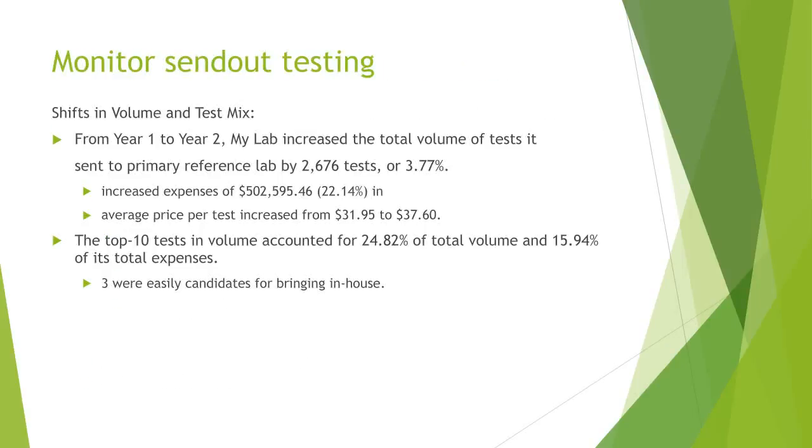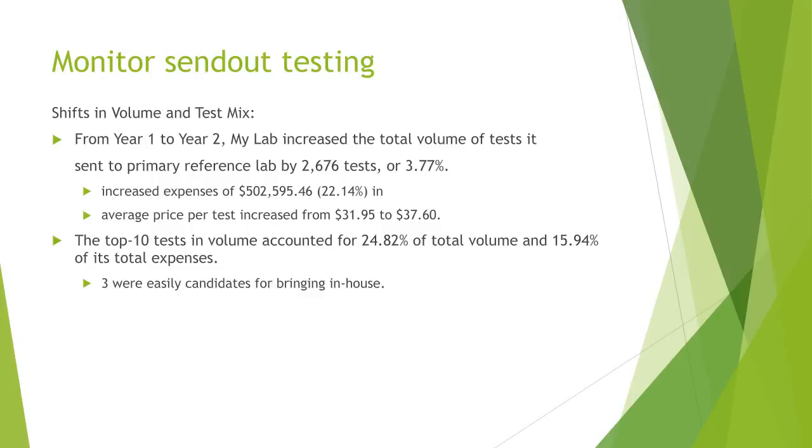One of the tools we use is to monitor our sendout testing, look at the shifts of volume, look at the shifts in test mix. And we try to do that on a regular basis. Compare last year to this year. What has changed? What has increased dramatically? What has decreased dramatically? Has the total volume increased? Has the expense changed dramatically? So maybe our volume stayed the same, but the mix of expensive tests changed.